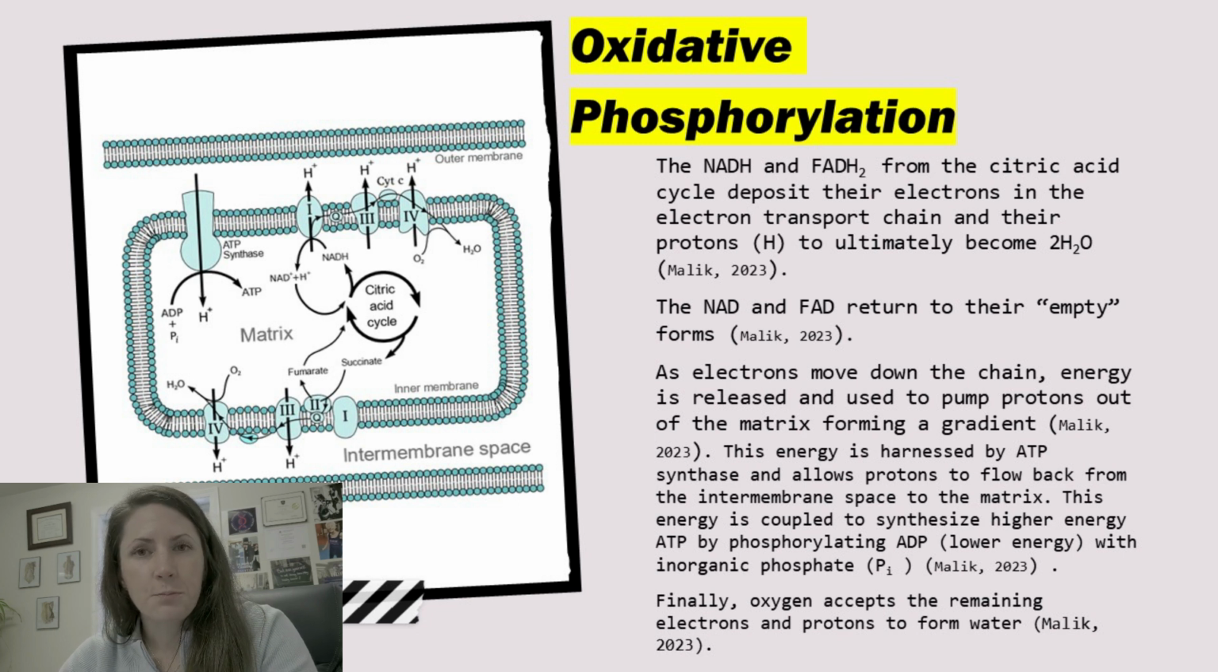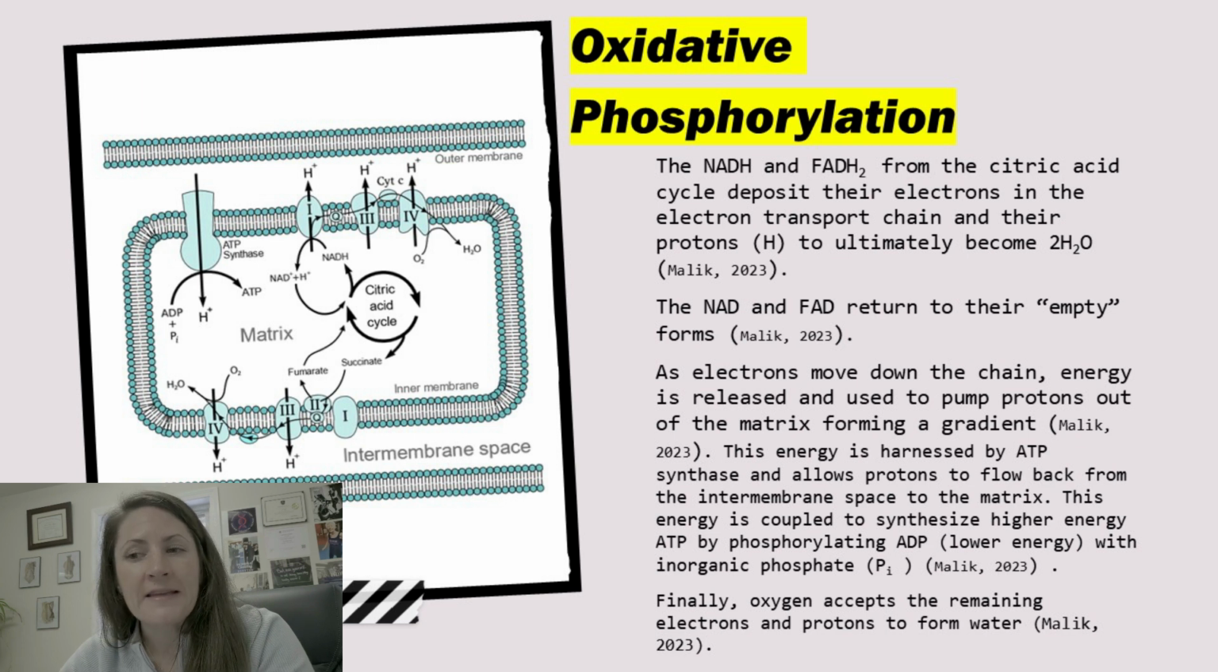As the electrons move down the chain, energy is released through each step and is used to pump the protons out of the matrix, forming a gradient. So you can imagine the electron transport chain like a water ladder. As it moves down, it moves from high energy to low energy, eventually losing its electrons, with the ultimate product being water.